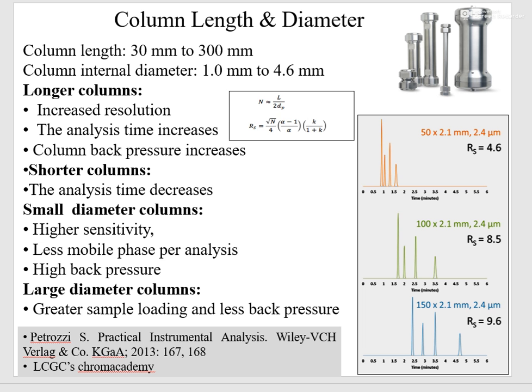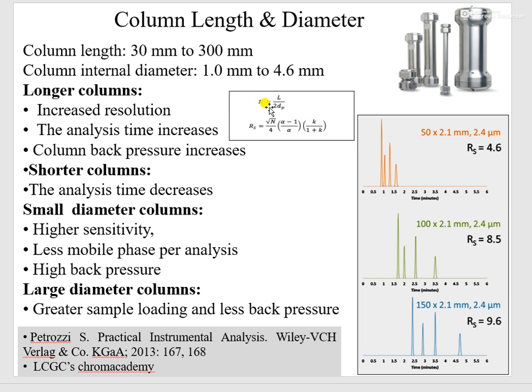Now selection of column length and diameter. Column length can vary for analytical purpose from 30 mm to 300 mm, while internal diameter can range from 1 mm to 4.6 mm. Now how the column length and column diameter affect the separation, that we will see. Longer columns offer high or increased resolution, but the analysis time with longer column increases.